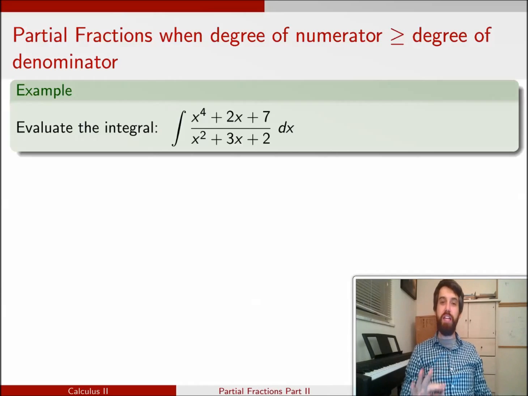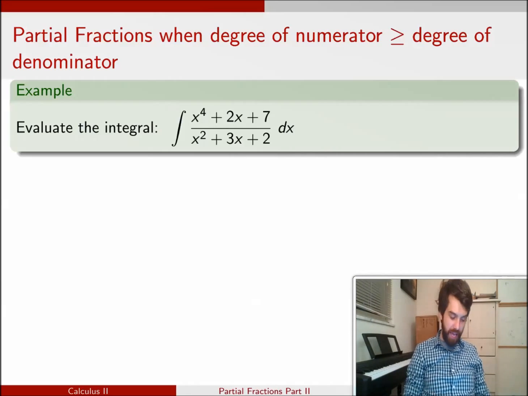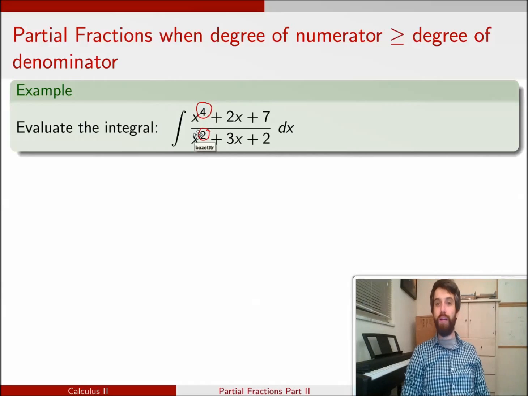However, all of the techniques that we've seen before depended on the fact that the degree of the numerator was a smaller number than the degree of the denominator. What I mean by degree is just the highest power of x that occurs. So in this case, the numerator has a power of 4 and the denominator has a power of 2. Since 4 is a bigger number than 2, the old methods don't apply.